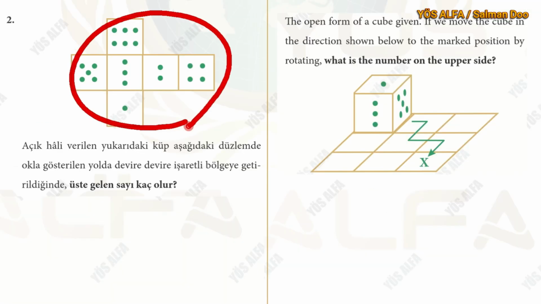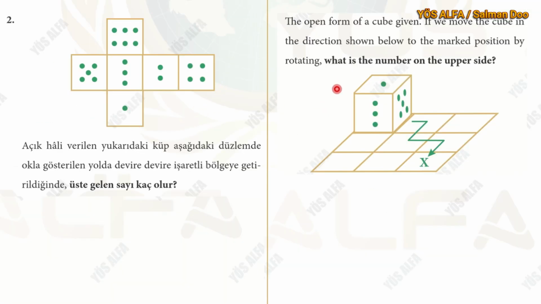The unfolded version of the cube is given, and we're asked to find what is appearing on the upper side once this cube is moved to this X position by rotating. So before we continue, let's figure out all sides of the cube. Let me draw a cube over here. So we have our cube like this, and let's start from the given position, 1, 3, 5. So 1 is on top, 3 is on front, 5 is on the right.